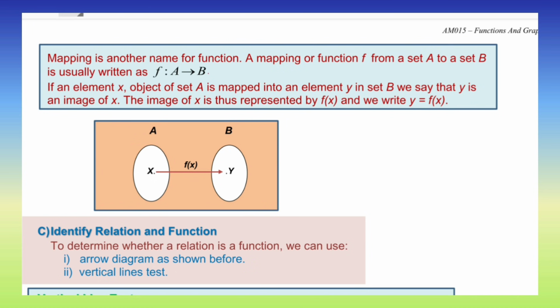Mapping is another name for function. A mapping or function f from a set A to a set B is written this way. If an element x of set A is mapped into an element y in set B, we say that y is an image of x. The image of x is represented by f(x), and we write y = f(x).